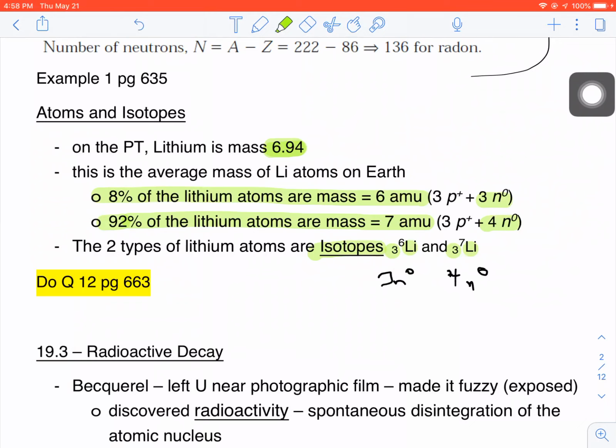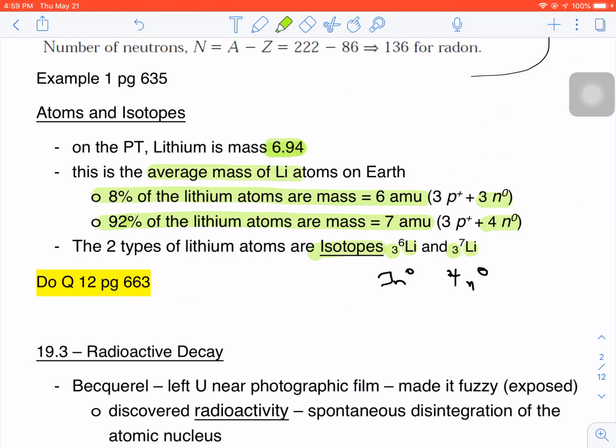So the two different versions are called isotopes, and the number on the periodic table is an average mass, or relative atomic mass. It's not the mass of an atom, it's the average mass of a bunch of atoms. Okay, so that's what we see on the periodic table. That's why we get some really weird numbers. Zirconium is 91.22. Calcium is 40.08. Nickel is 58.69.